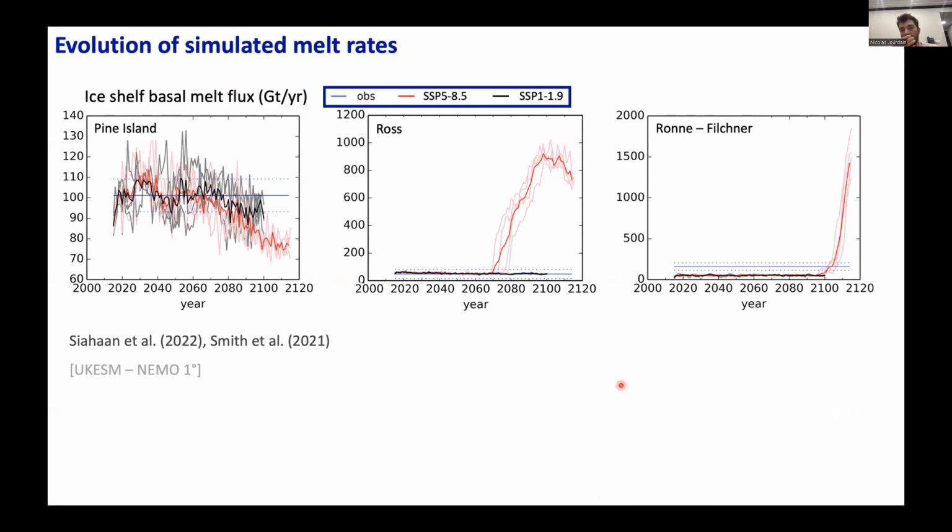And so in the same coupled simulations, you have this evolution of melt rates at Ross and Ronne Filchner. You have something that is pretty flat for several decades, and then suddenly there is a very strong response. Melt rates are multiplied by more than a factor of 10, and become very high in a few decades. And you have the same a bit later for Ronne Filchner in these simulations.